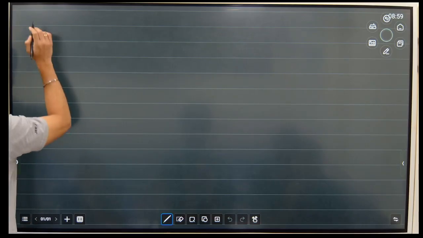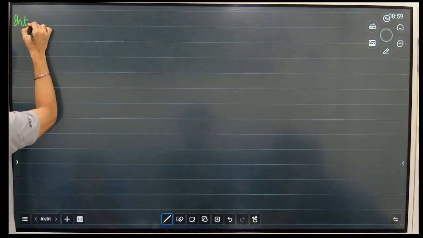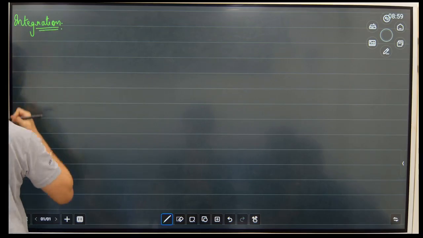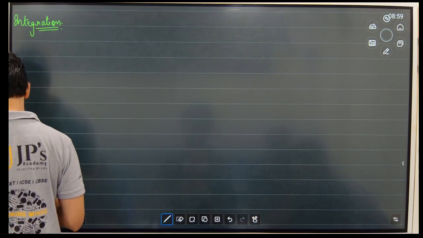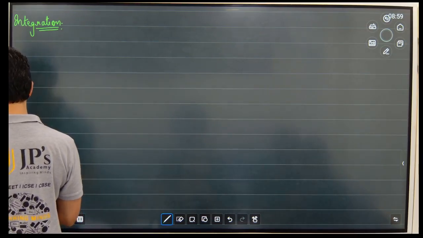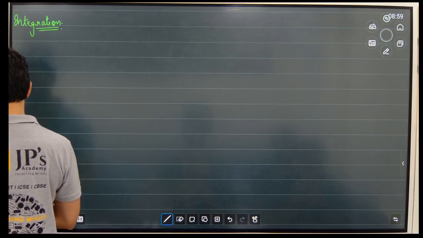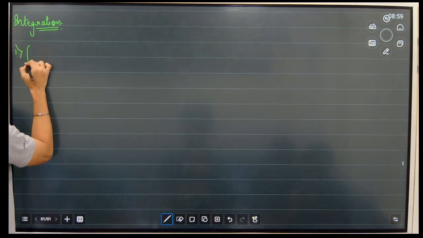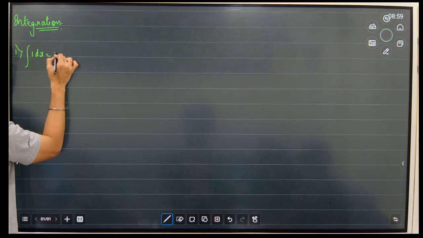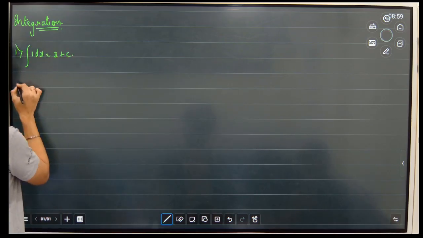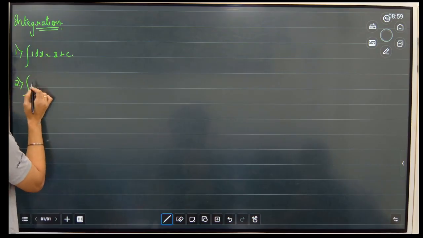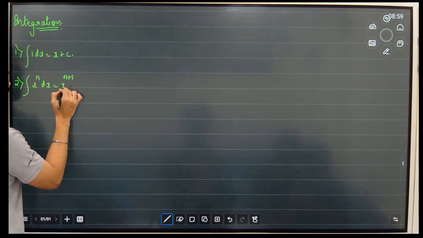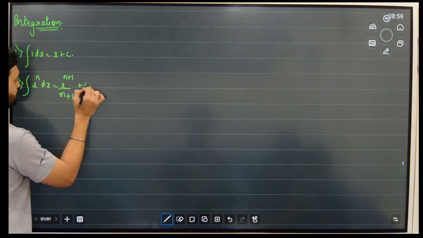Now, let's start with integration. Integration of 1 dx is equal to x plus c. Integration of x raised to n dx is equal to x raised to n plus 1 upon n plus 1 plus c.